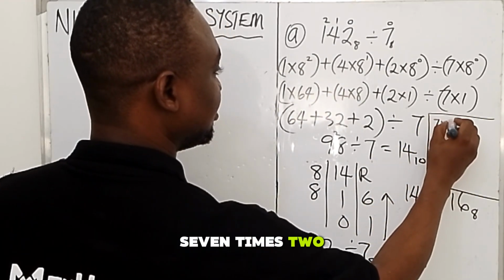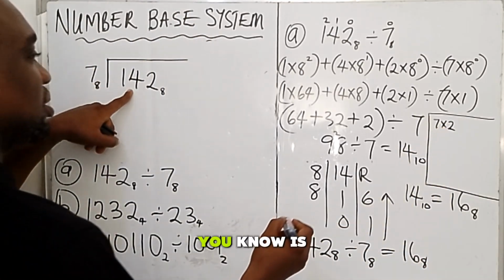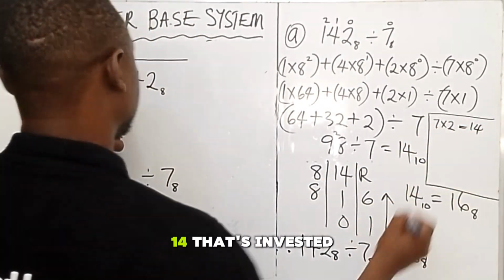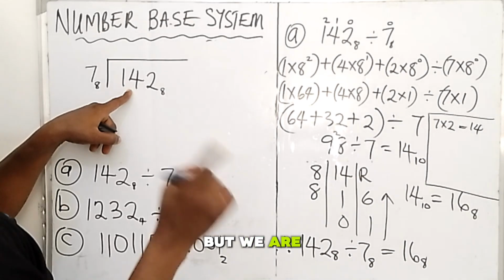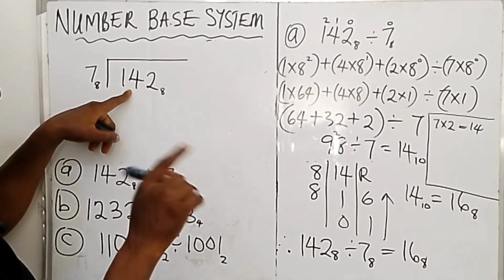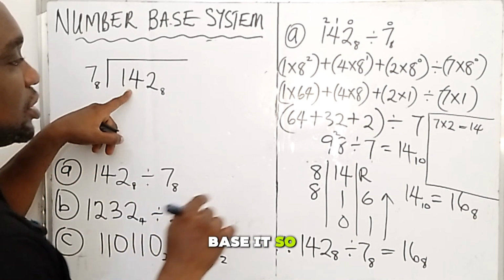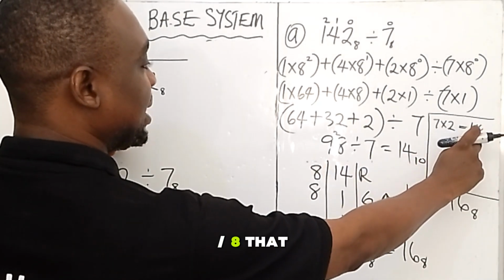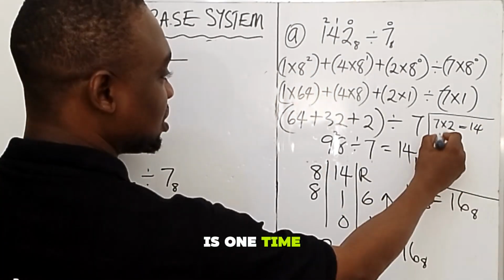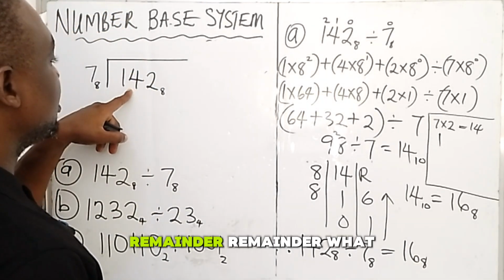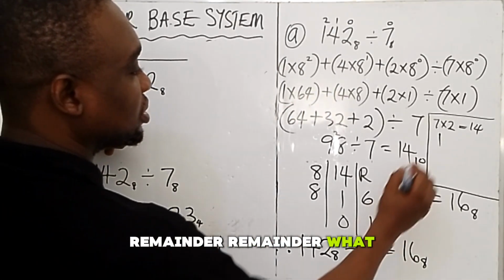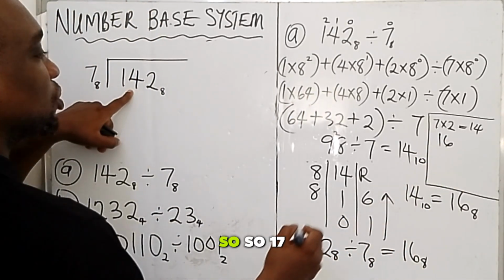7 times 2 is 14. That's in base 10. But we are doing this in base 8. So you say 14 divided by 8, that is 1 time, right? Remainder what? 6.